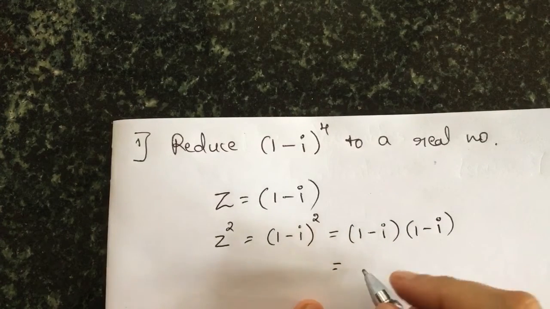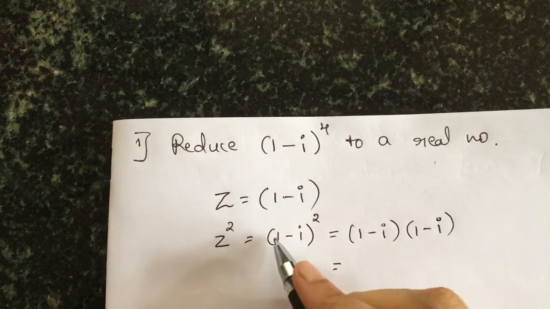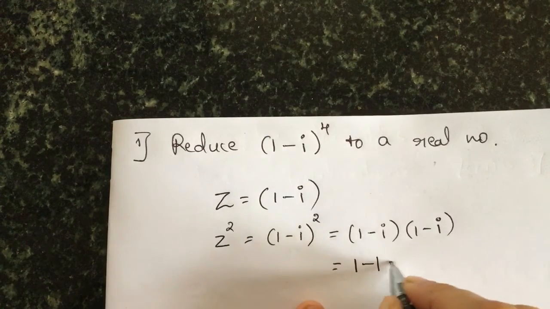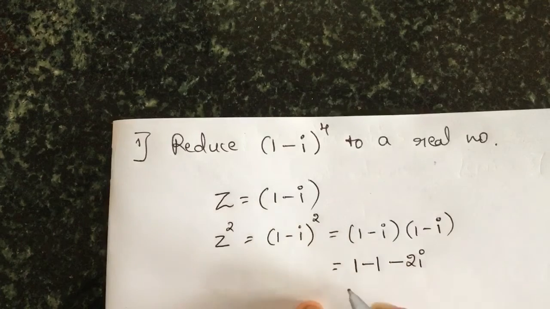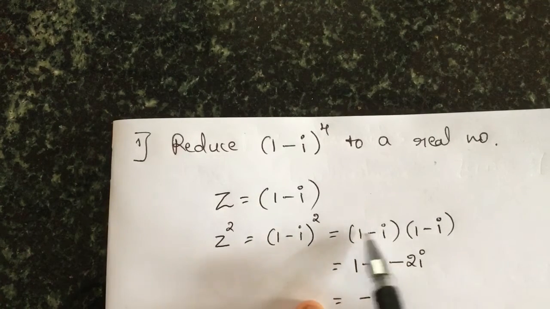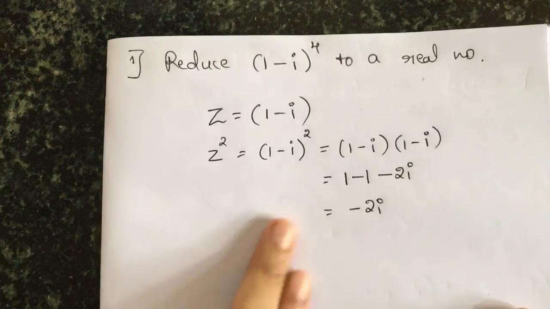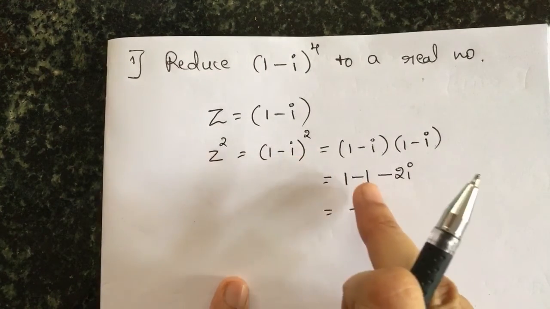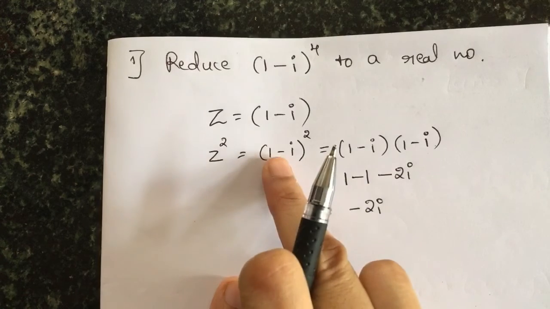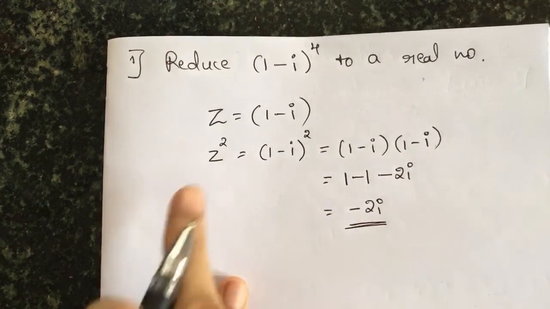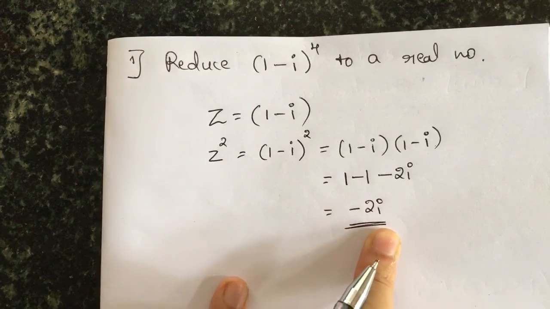Now do the multiplication. It's in fact (a minus b) whole square is a square minus 2ab plus b square. So I'm getting minus 2i. If you want, you can write it like this, or you can directly use the formula. i square is minus 1, so I have written minus 1. Then minus 2i is minus 2i. So the 1s will get cancelled, and z square I'm getting as minus 2i.